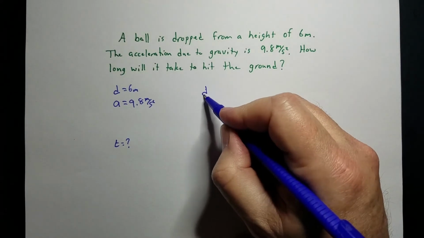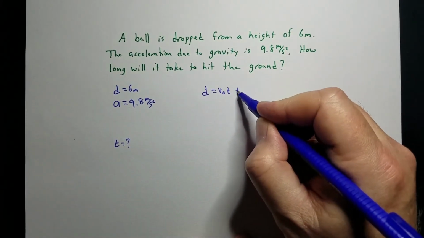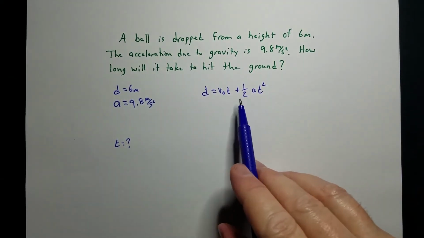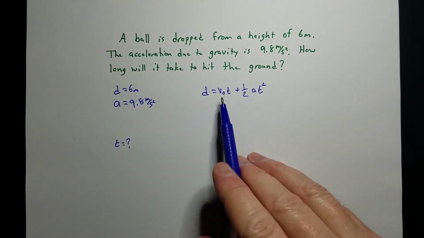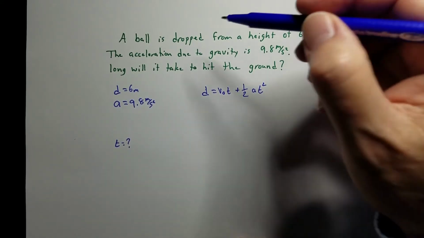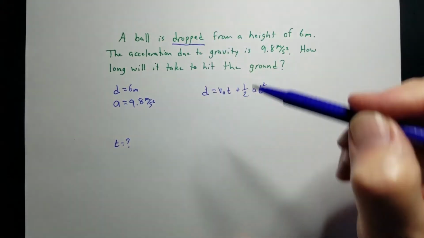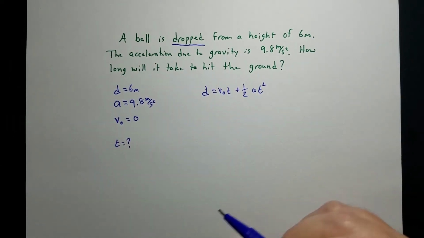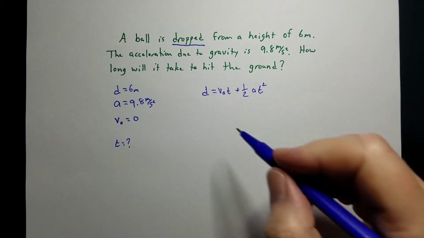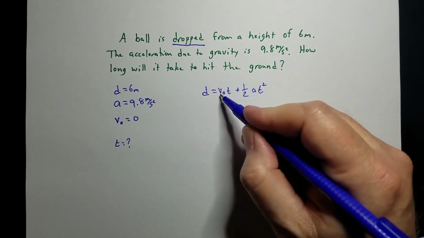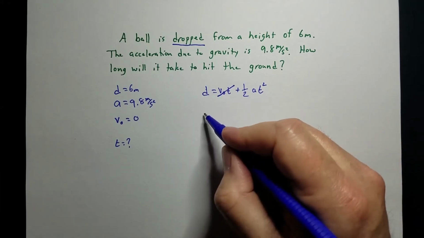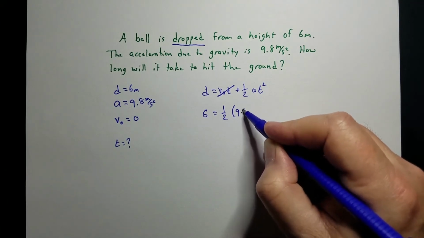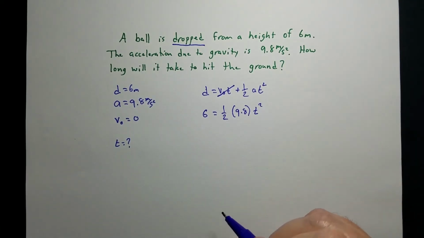If we look at our equation, d equals v0 t plus 1/2 a t squared, we're missing something. We're looking for t, that's no problem. d, yes. a, yes. But we don't know the original velocity. But the problem states that it's dropped. If you drop something, that means the original velocity was 0. So that's another way we can hide a number in a statement. If the original velocity is 0, anything times 0 is 0, so that term cancels out. And we are left with 6 equals 1/2 times acceleration, 9.8, times t squared.